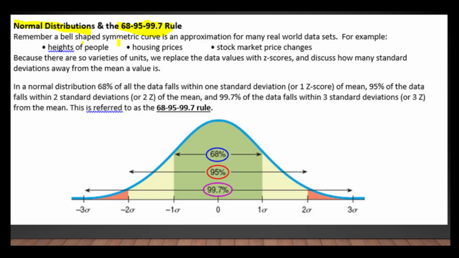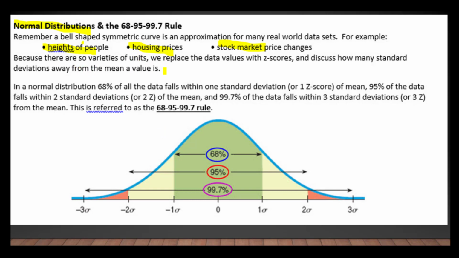Remember that a bell-shaped symmetric curve is an approximation for many real-world data sets. In other words, this is like a perfect approximation. Not all data sets are just perfect, but this is what we're looking at. So a lot of things are normally distributed: heights of people, housing prices, SAT tests, stock market price changes. There are many things that follow the normal distribution, but of course there are many, many things that don't.